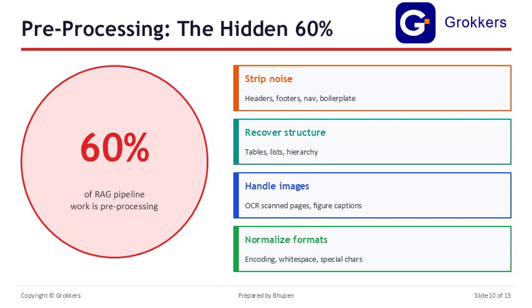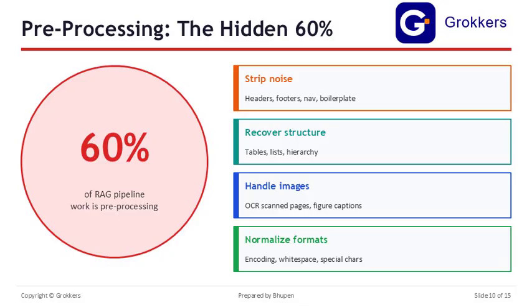The statistic on the left is not precise, but it reflects what experienced practitioners report. Roughly 60% of the real work in a RAG pipeline is document preparation, not model selection or retrieval tuning. The 4 items on the right break down what that preparation involves.